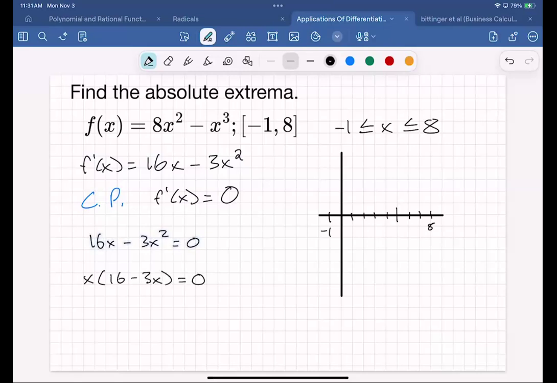A little bit nicer than even the one that we just got done doing, which means I have two values I need to focus on: x equals 0 and x equals 16/3. Careful with your signs on that second one, right? As a subtraction, the result will be positive.